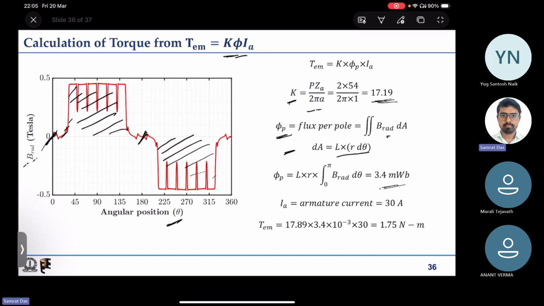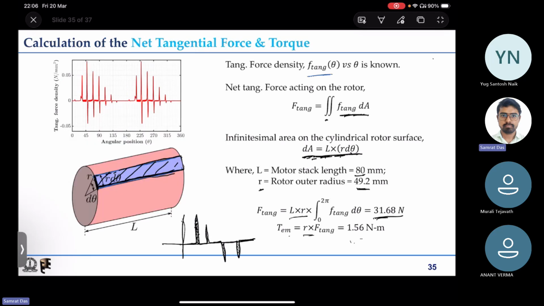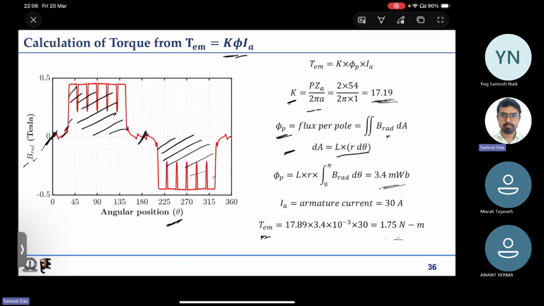And armature current, if it is 30 ampere for which the simulation is done, you can calculate the average torque to be about 1.75 Newton meter. So it's on the same scale as we obtained in the other case, but it's an approximated one, so there can be some mismatches because it's an approximate expression.